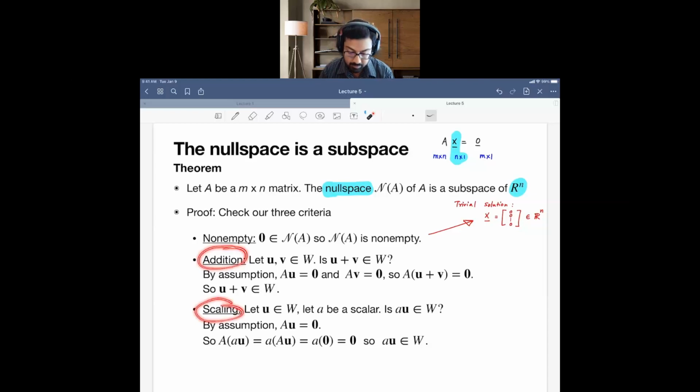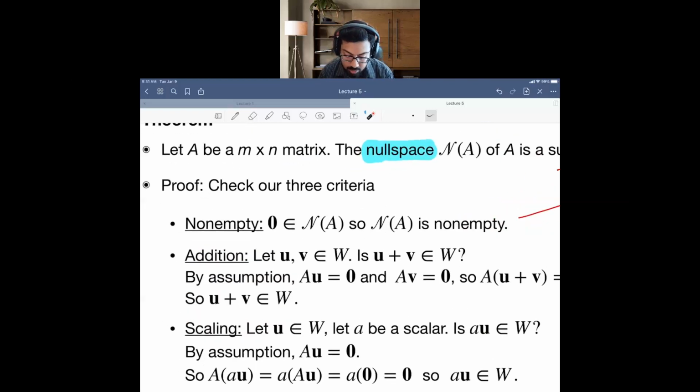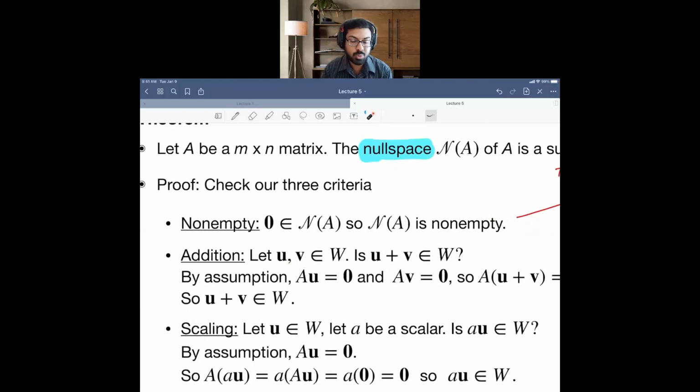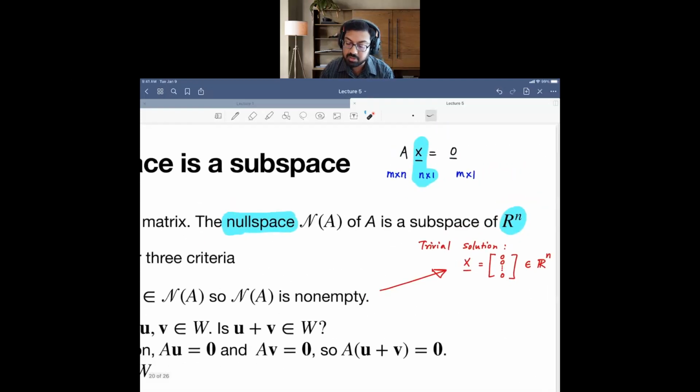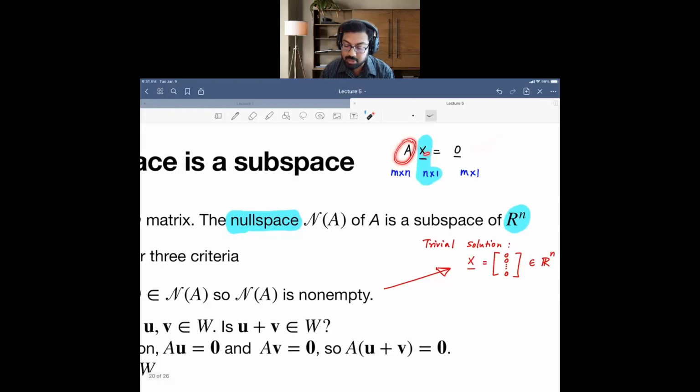Next, let's check for addition. For addition, again, I'm going to assume that there are two vectors u and v. They are both in R to the n, and I'm going to start off with assuming that both belong to W. That means that both belong to the subspace. What is the subspace? Null space. Null space means it is a solution. So u and v both satisfy this equation. So A times u should equal 0 and A times v should equal 0, right?